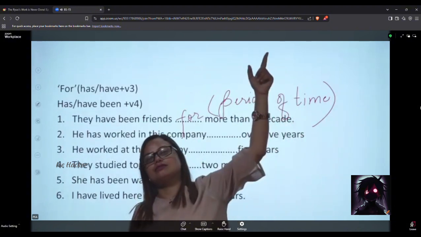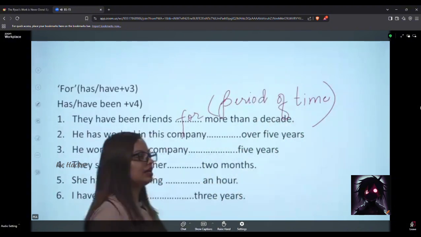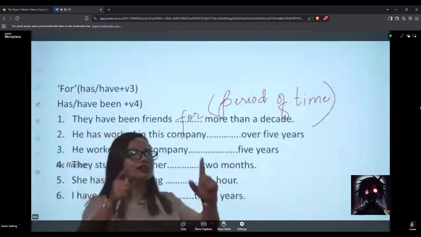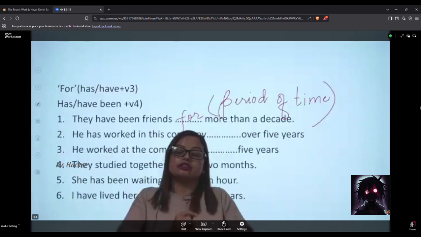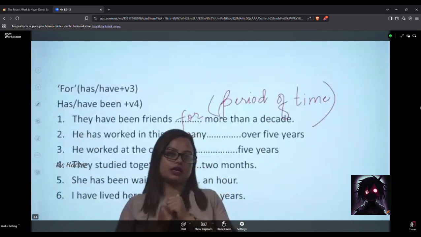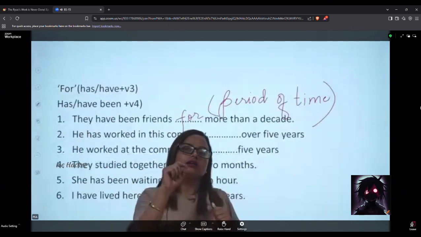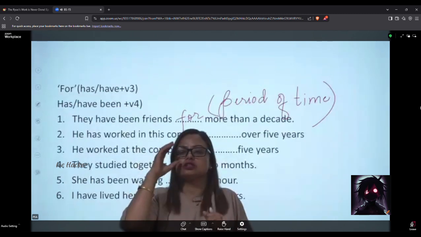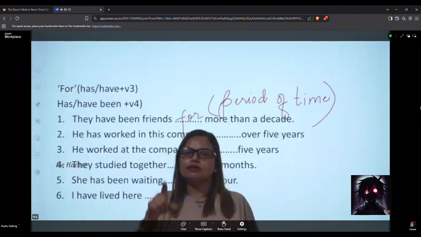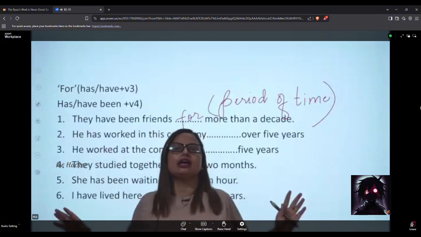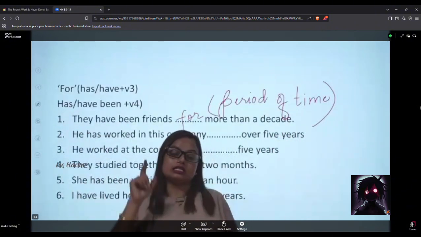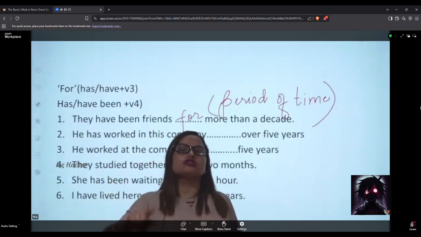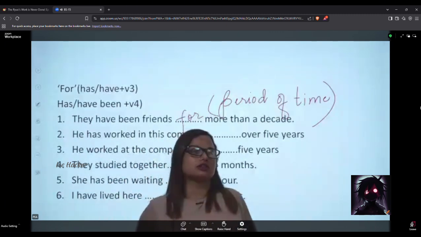Since Baisak. Okay. And since and for are used mostly with present perfect and present perfect continuous tense. In some cases it also goes for past continuous or past perfect, but only for the perfect case, not in any other. Tense has 12 dimensions, and since and for follow only the perfect dimension, not any other.